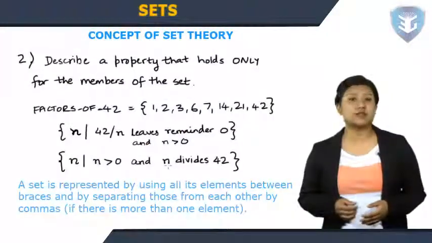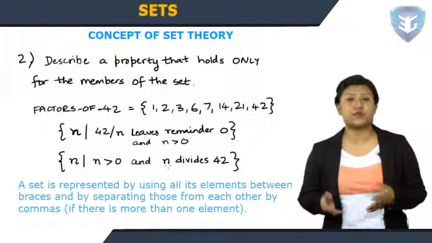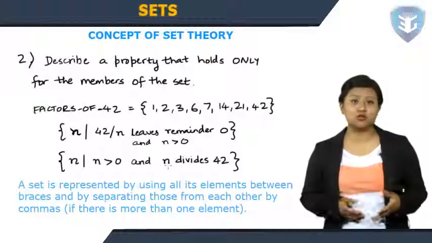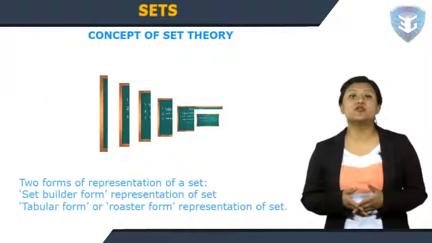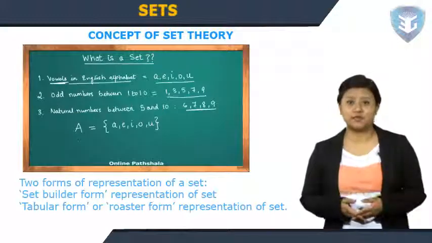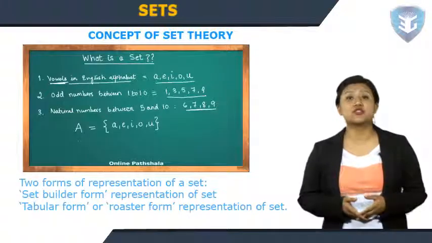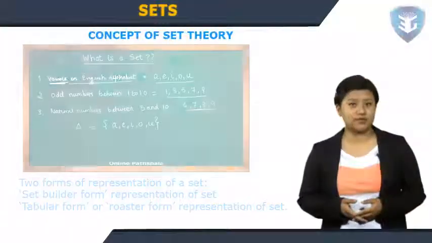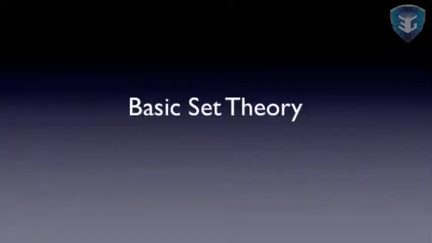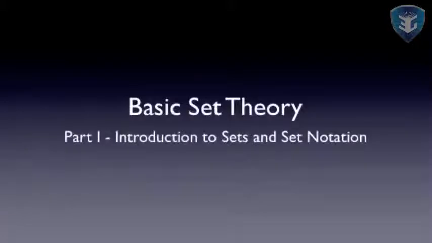A set is represented by using all its elements between braces and by separating those from each other by commas if there is more than one element. There are two forms of representation of a set: the set builder form and the tabular form, or roster form. The simplest way to describe a set would be a container.